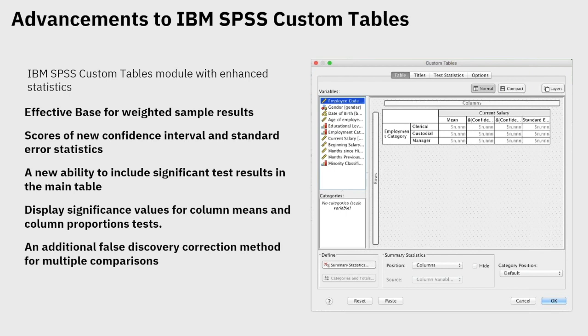There's tons of new things that were added to it, significant test results into the main table, scores of new confidence intervals and standard error statistics to put in. But if you've never looked at custom tables, I suggest you look at it. And if you have custom tables and you're on an older version, this might be something you want to look at with all the enhancements that happened to custom tables.